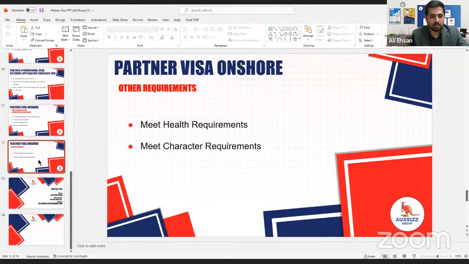So if you are engaged to your partner, you lodge a prospective marriage visa. Once they get the prospective marriage visa, the applicant comes to Australia and then you get married. If you get married in between, before that, your prospective marriage visa application will be changed to a partner visa.